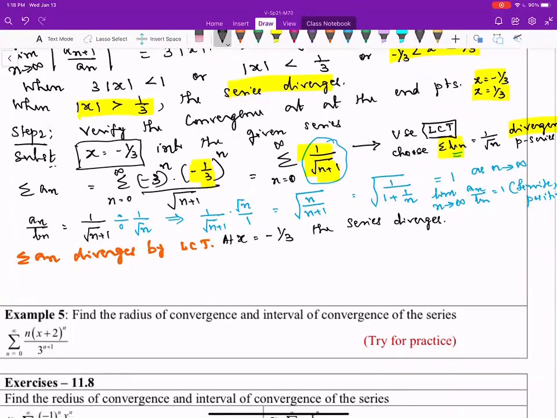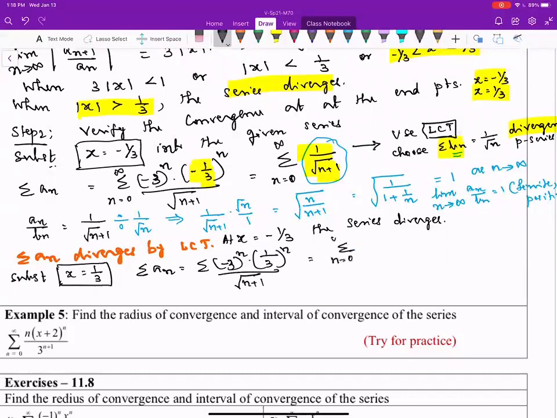So now let's try the next endpoint, which is x equal to 1/3. Substitute x equal to 1/3 now. So the series sigma an would become sigma negative 3 to the power n, 1/3 to the power n, divided by square root of n plus 1. Now it becomes an alternating series, negative 1 to the power n divided by square root of n plus 1.